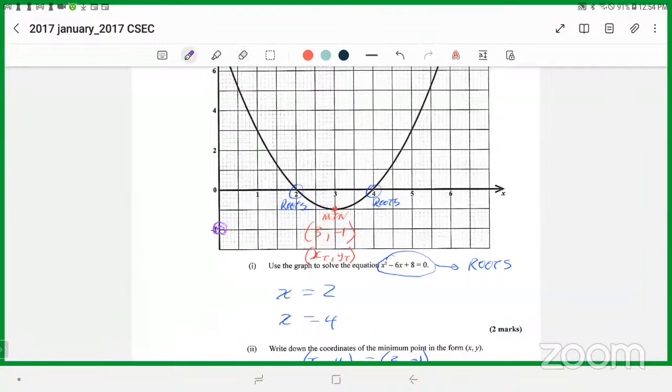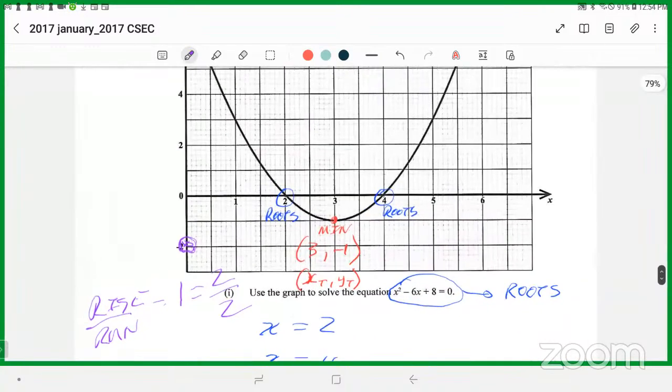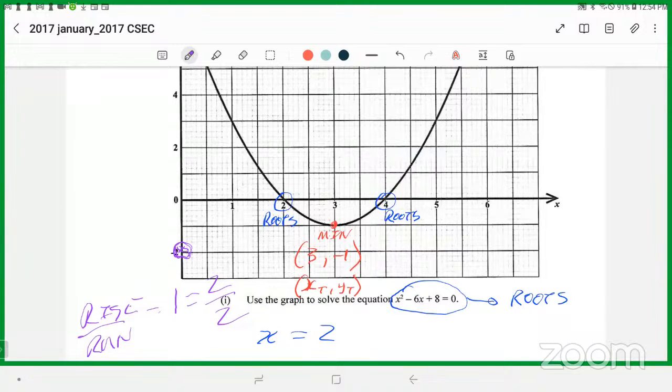Then it has a gradient of 1. So rise over run is going to be equal to 1. 1 is the same as, for example, 2 over 2. So rise 2 units, run 2 units. So this is negative 2 right here. If you rise 2 units, it's going to come up to 0. You run 2 units, you're coming over to this point. So that's a point on the line that we want. Rise 2 units again to here. When you run 2 more units, you're coming over to 4. So that's another point on the line that you want.